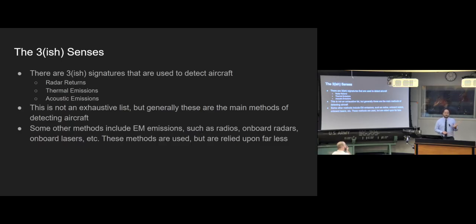We have space-based sensors that make heavy use of this type of stuff. Not really for aircraft tracking, because radar provides far more precision, but we do have it. And then acoustic emissions. This is more sonar, that kind of deal. You don't really see acoustic being used against planes, although it can be. Planes are actually pretty loud. But this is not an exhaustive list.